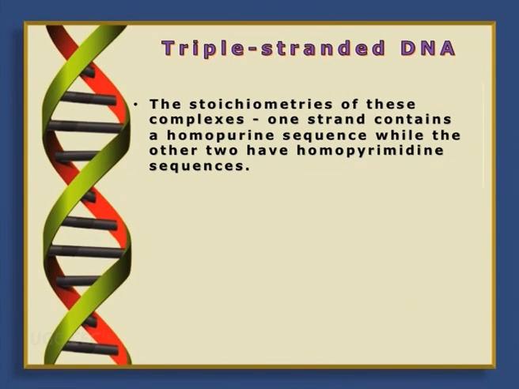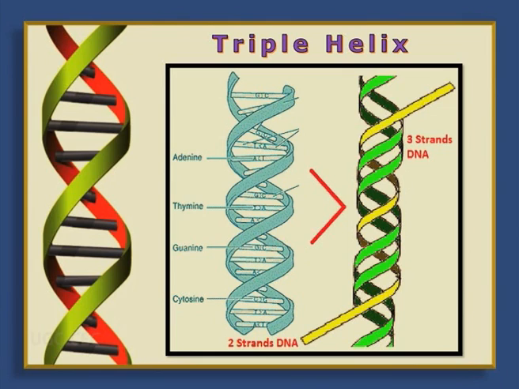Now, the stoichiometry for the formation of a triple helix requires that one strand should contain a homopurine sequence while the other 2 strands should have homopyrimidine sequences. Another important point is that these kinds of triple helices were found when synthetic oligo-dA was allowed to combine with oligo-dT. Interestingly, it did not form a double helix. It formed a triple helix. The triple helix is also formed when a synthetic strand is bound to the duplex DNA at the major groove.